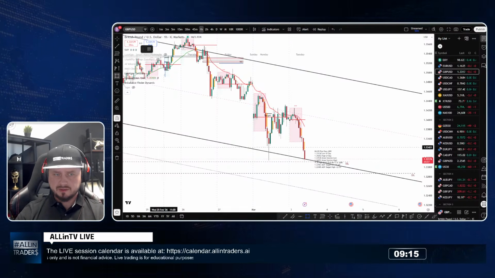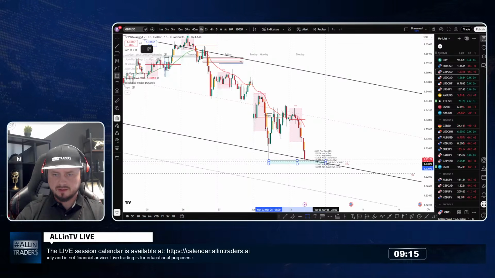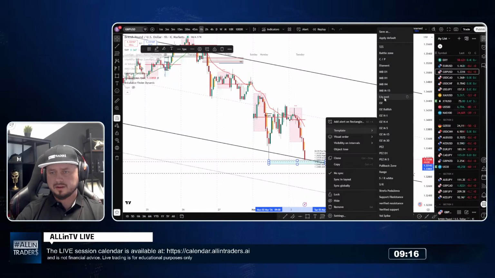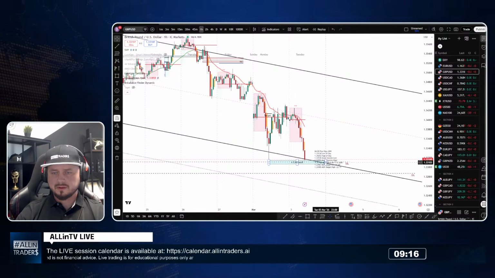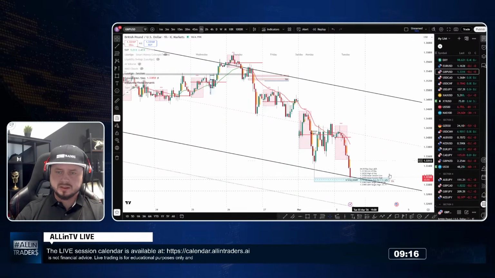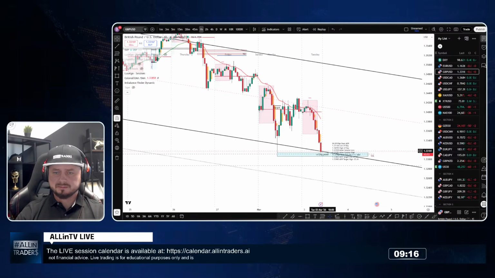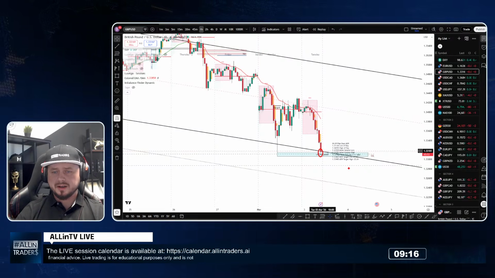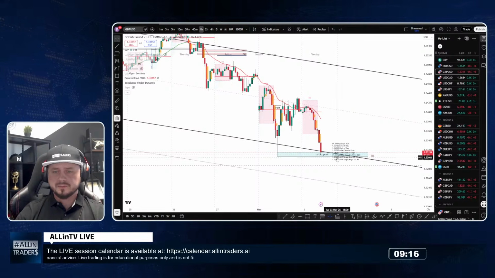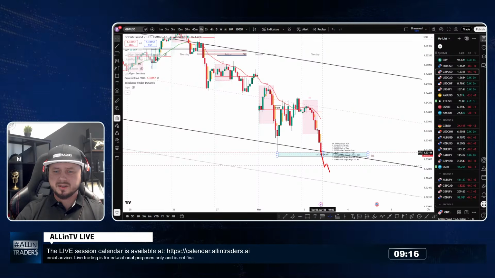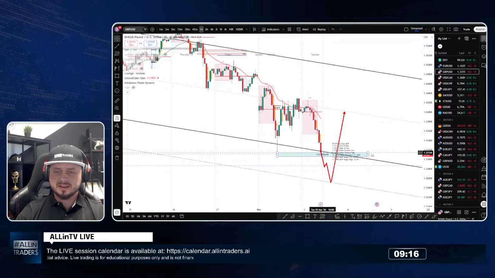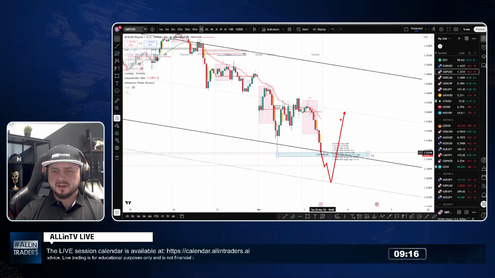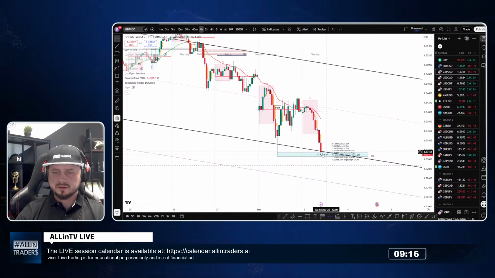I'm gonna mark this zone because it's quite important. This is a liquidity pool. So that can be a trigger for buyers, and this is also the bottom of the rotation channel from the higher time frame. If we go lower, it's gonna be harder for us to get to this target because it's gonna be a little bit too far, I think. So let's focus on this zone.